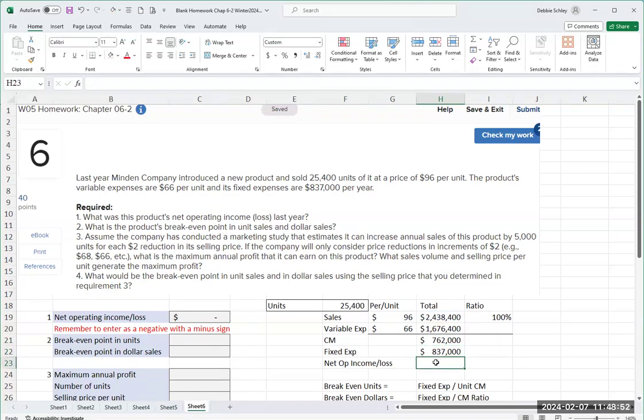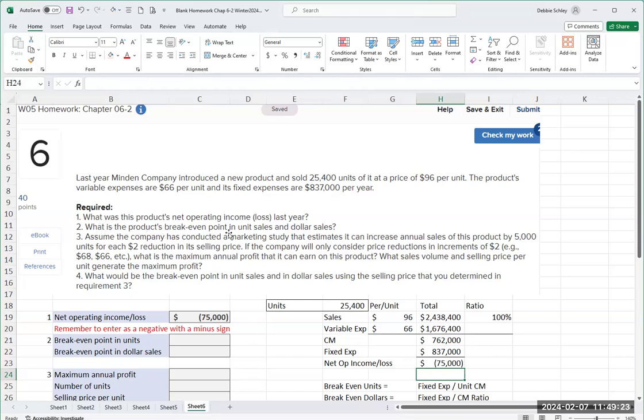And then I put my fixed expense from up here. And so my contribution margin minus my fixed expense equals a net operating loss of $75,000. So if I were to input this into McGraw-Hill, I would put negative 75,000. Okay. So that was required 1.